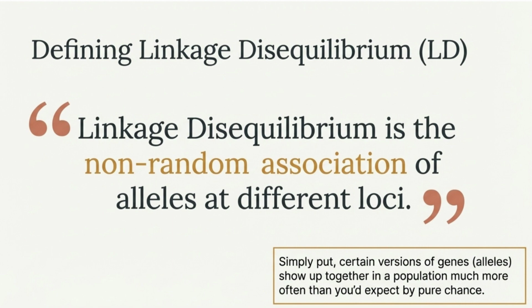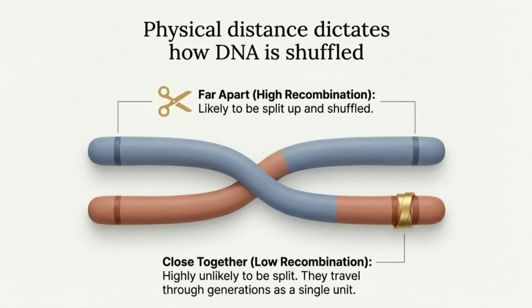So why? Why does this happen? Why aren't all of our genes perfectly shuffled like a deck of cards every single generation? Well, the answer is physical. It's all about our DNA and how it gets passed down. Okay. So, when our bodies make sperm and egg cells, our chromosomes do this really cool thing called recombination. They literally swap pieces with each other. Think of it like shuffling.